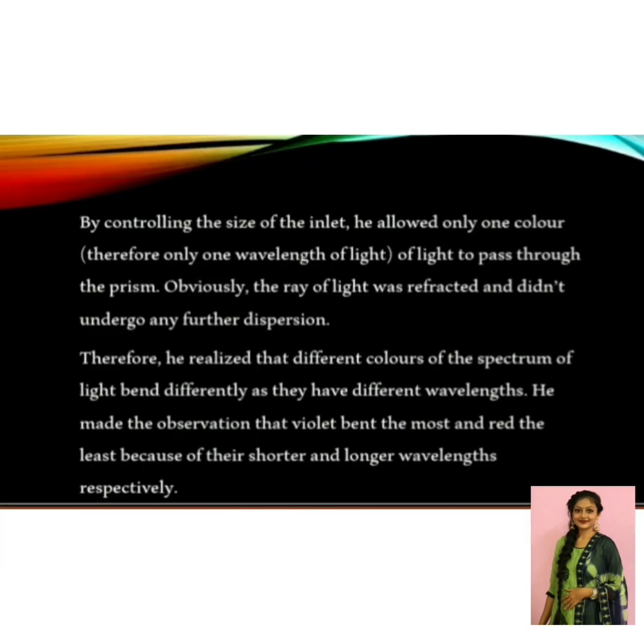By controlling the size of the inlet, he allowed only one color, therefore only one wavelength of light, to pass through the prism. Obviously, the ray of light was refracted and did not undergo any further dispersion. Therefore, he realized that different colors of the spectrum of light bend differently as they have different wavelengths.